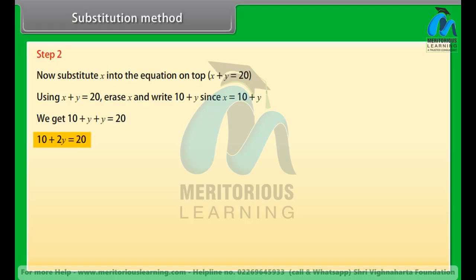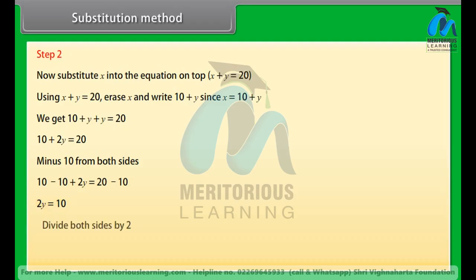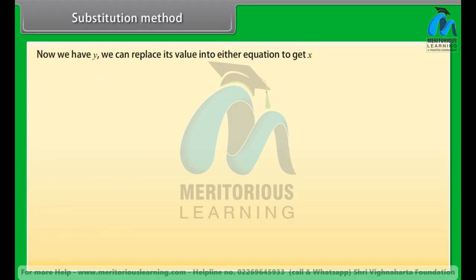10 plus 2y is equal to 20. Minus 10 from both sides. 10 minus 10 plus 2y is equal to 20 minus 10. 2y is equal to 10. Divide both sides by 2. y is equal to 5. Now we have y. We can replace its value into either equation to get x.